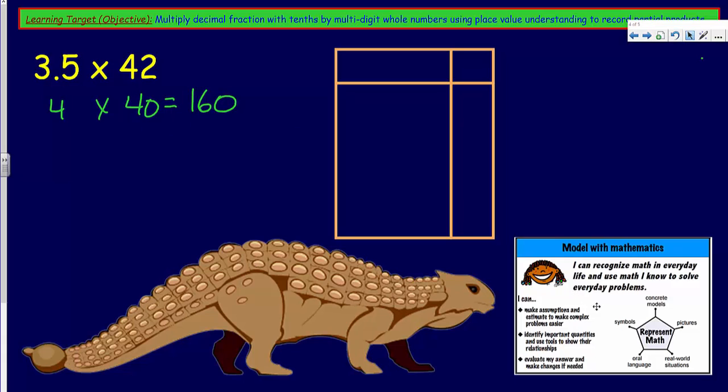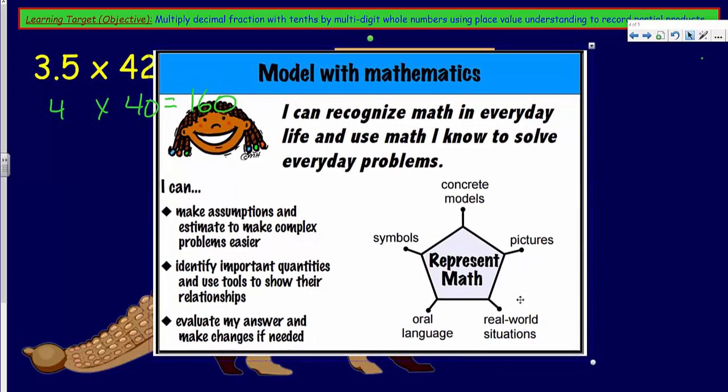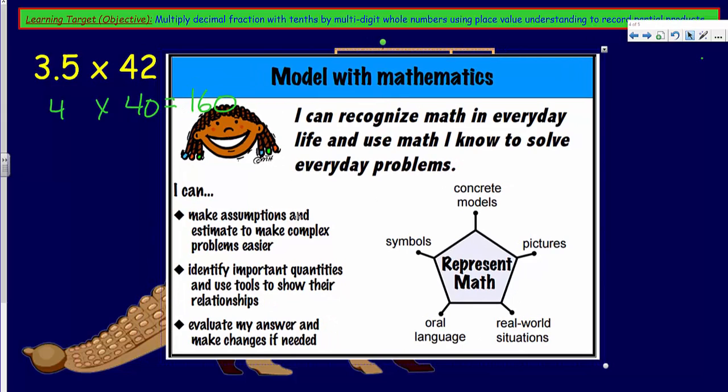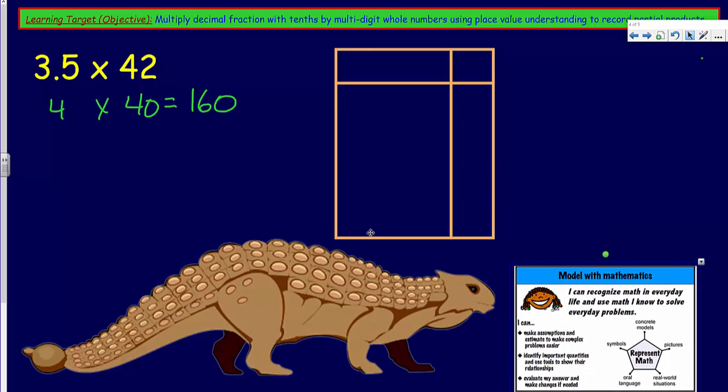Now this might be a good time to show where we have modeling with mathematics. That's basically what we're doing here. This is mathematical practice number 4. It says I can recognize math in everyday life and use math I know to solve everyday problems. So in this case, we're actually drawing concrete models. That's what you see right here. Look what we've done. Make assumptions and estimate. We've done that. This is key to our learning: mathematical practice number 4, modeling with mathematics, and this is what we're doing here.